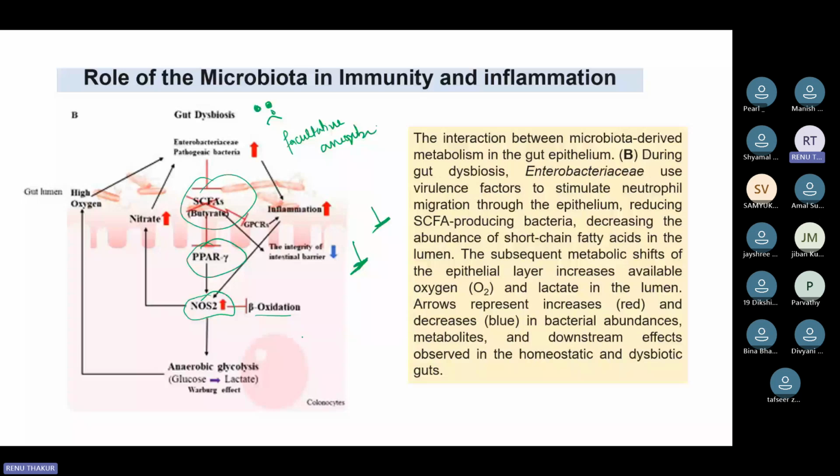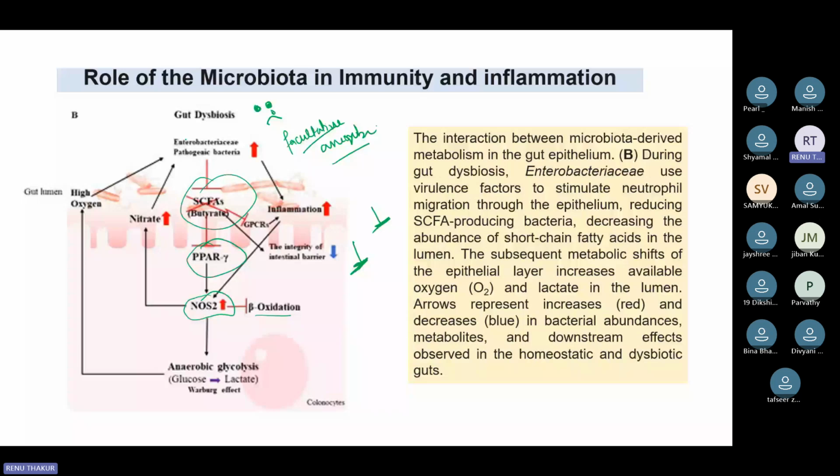Warburg effect, and then the Warburg effect will increase what? Your gut lumen oxygen concentration will be increased. Then it will support the concentration of the facultative anaerobes. So now see, here a low oxygen condition is there because beta oxidation always takes up all the oxygen, and here if it is anaerobic glycolysis, then oxygen will be available because oxygen is not utilized in any of the metabolic pathway.